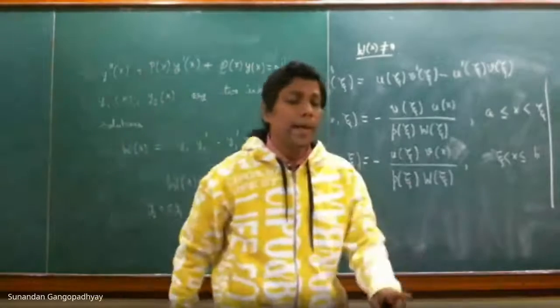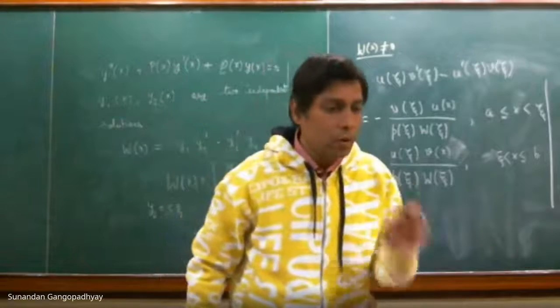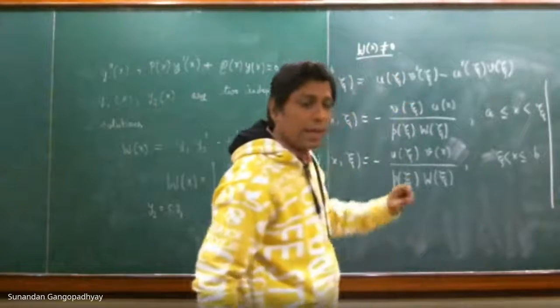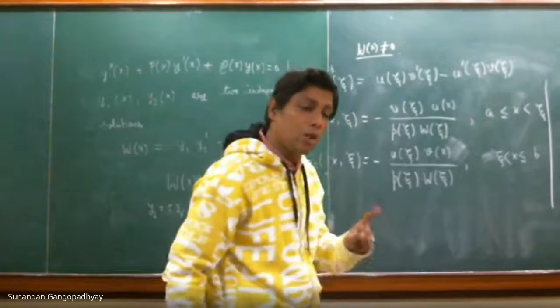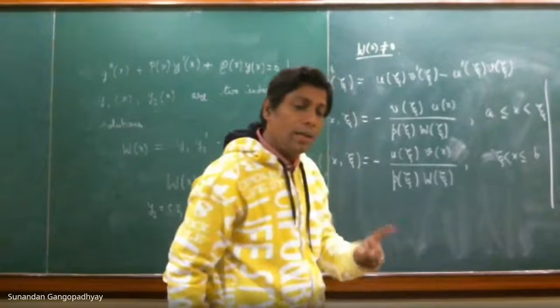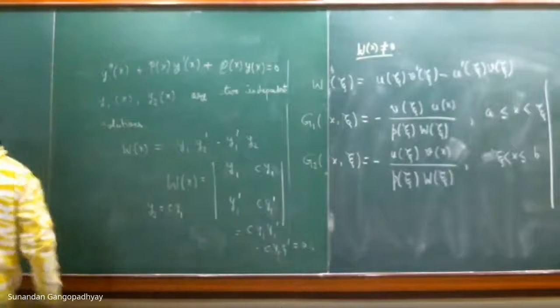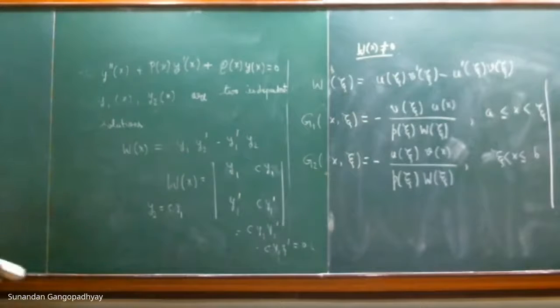So the Wronskian can only be not equal to 0 if the solutions are linearly independent. If they are linearly dependent, then the Wronskian has to vanish. Okay.